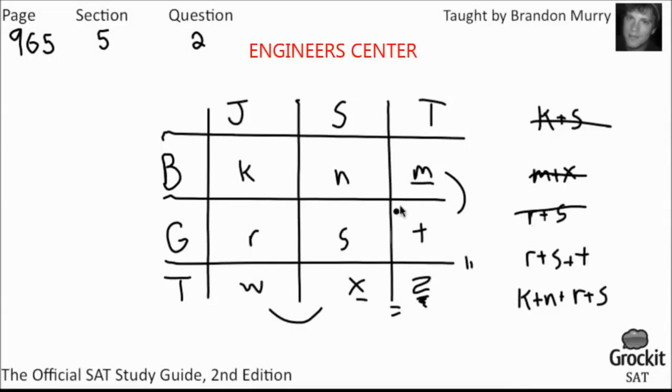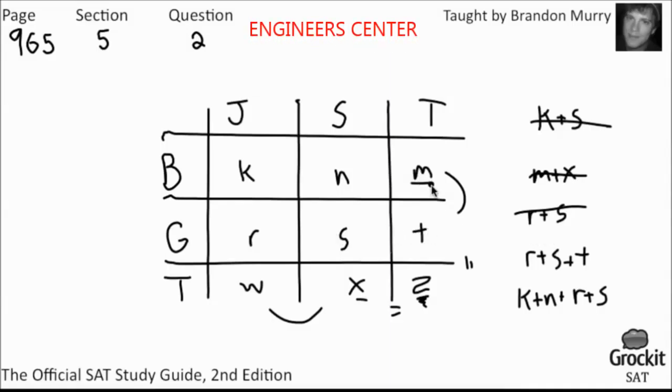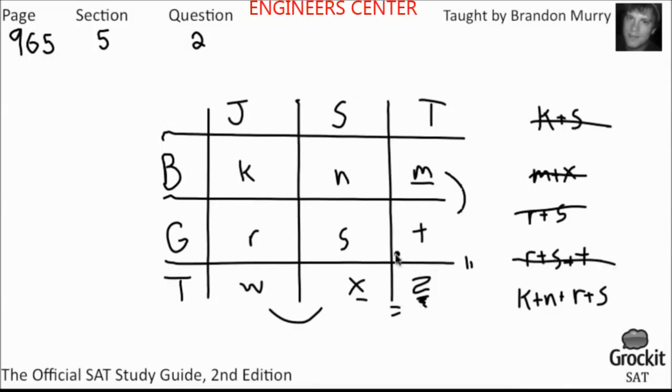That one's out. R plus s plus t. R plus s plus t. What is that? That's 2t. Well, we don't know what t and m are in relation to one another. And just knowing t does not give us z, so what does that leave us with? That leaves us with answer choice letter E, k plus n plus r plus s.